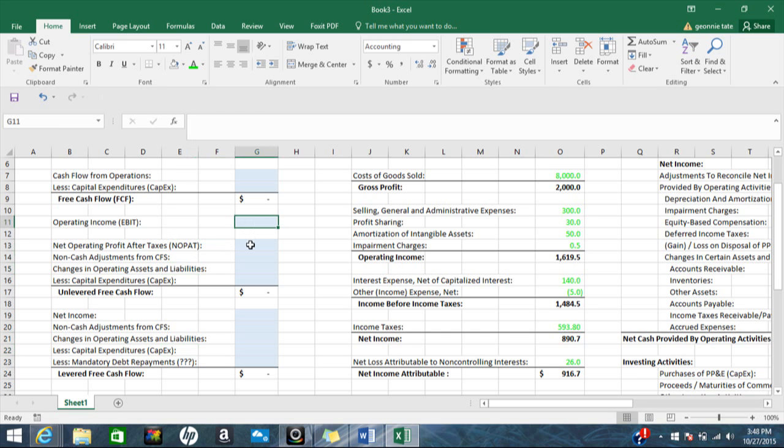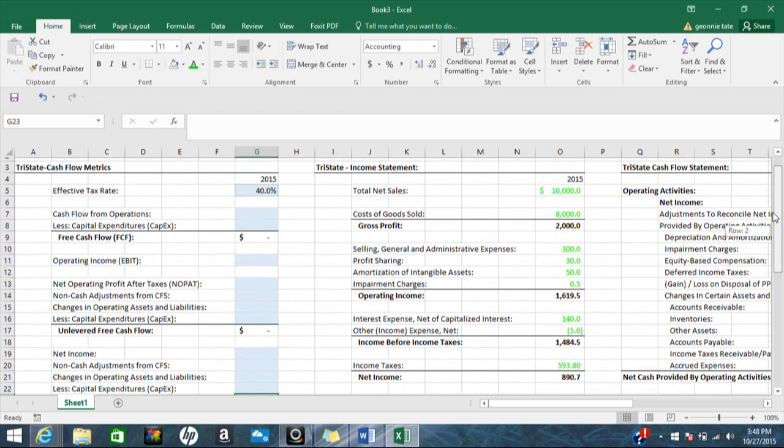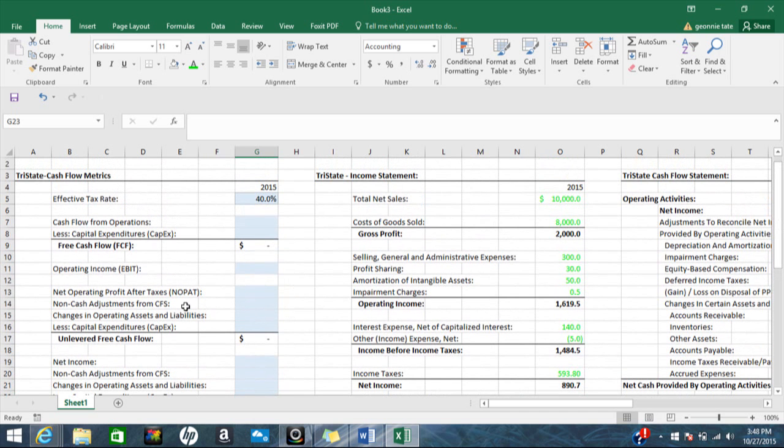And the first line items: the unlevered free cash flow starts with NOPAT, net operating profit after taxes. But the levered free cash flow starts with net income. It also has an additional line item, because the levered free cash flow includes mandatory debt repayments. And whenever you're doing a DCF, you will use the unlevered free cash flow.